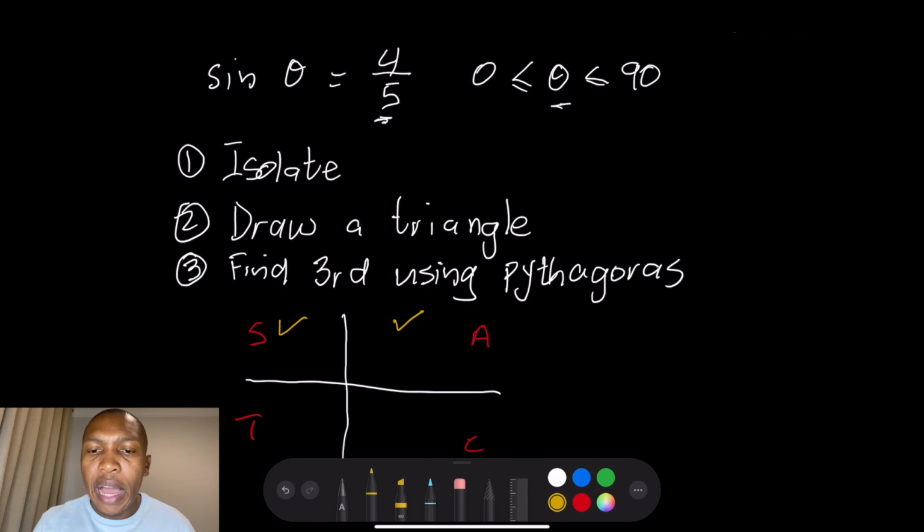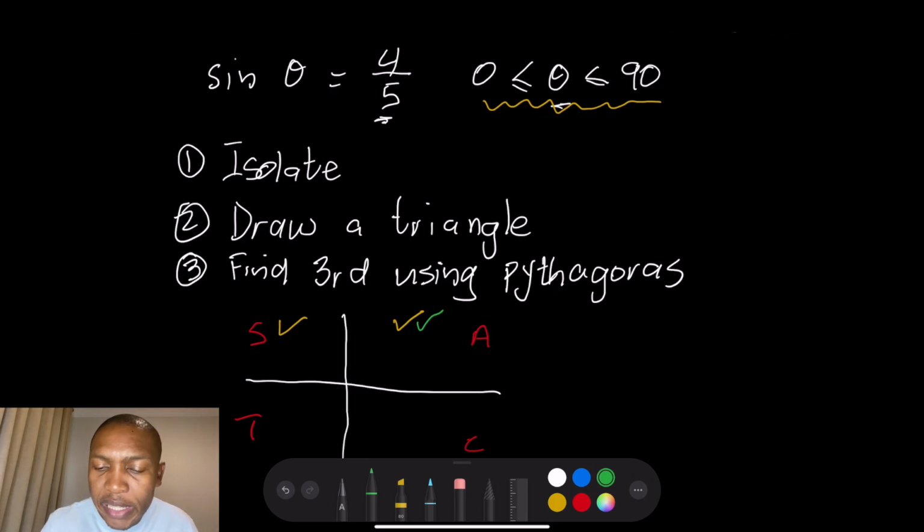Secondly, they've given me a restriction, and they said that angle must be between 0 and 90 degrees. So where is that in the Cartesian plane? I'm going to do that in green. Definitely between 0 and 90, that's in the first quadrant. So where I have 2 ticks, that is where I am going to draw my triangle. That means that we're going to draw our triangle in the first quadrant. So there's our triangle there.